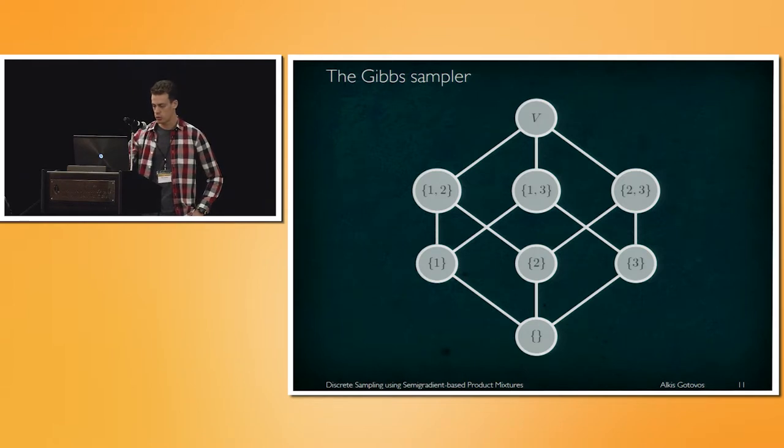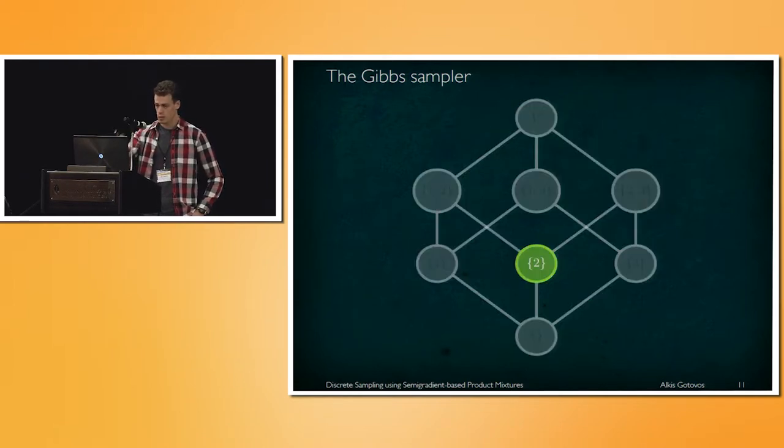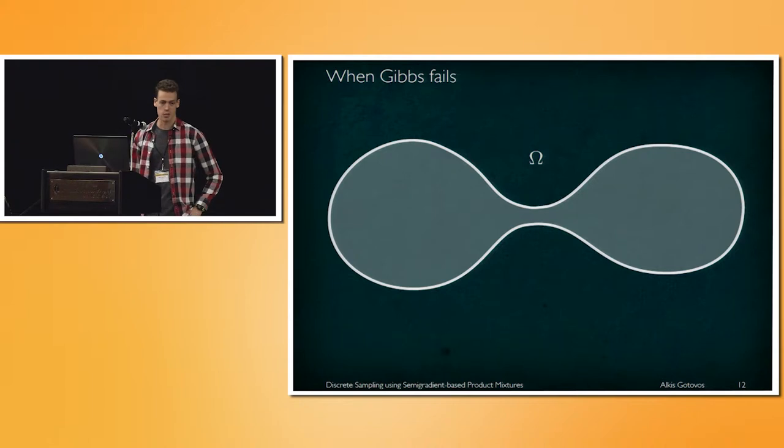And then what the Gibbs sampler would do at each step is just, if I am at a state at step t, then at the next step, I either add or remove an element to that set, right? I do a very local move along these edges of this hypercube, or I stay at the same state. And it's also well known that the Gibbs sampler has sometimes trouble in these state spaces. And in particular, one of the big problems is these kinds of what are called bottlenecks.